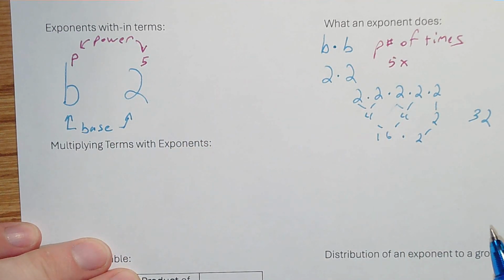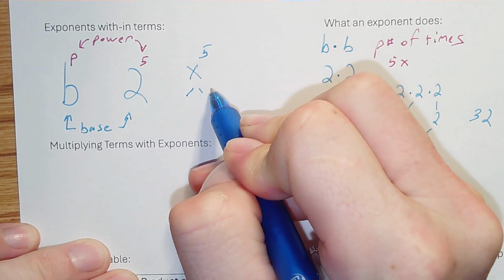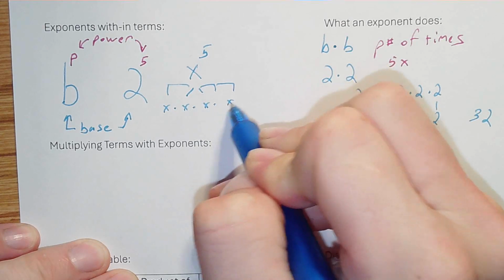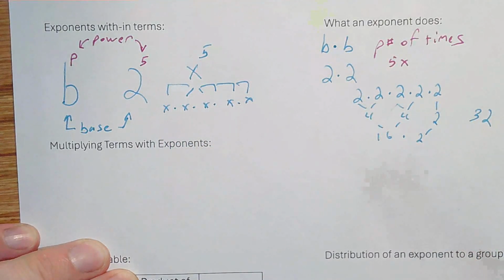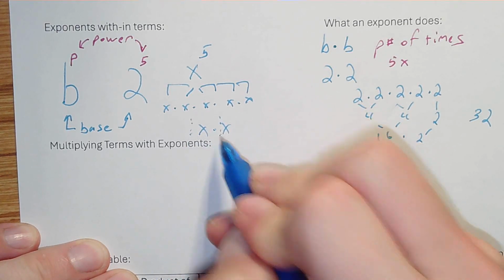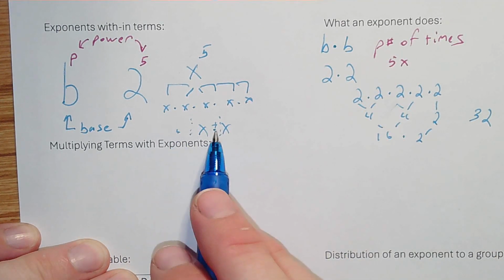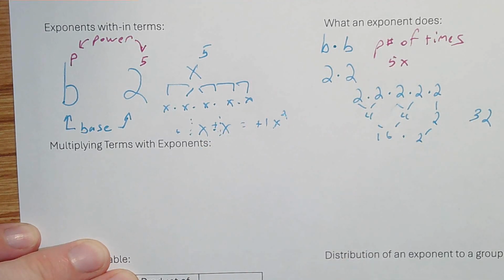So yeah. If I just had an x raised to the 5th, it would just be x times x times x times x times x. 1, 2, 3, 4, 5 x's multiplied together. So if I ask, what's x times x? Or what's 1x times 1x? Or what's positive 1x times positive 1x? Well, plus 1 times plus 1 is plus 1. Plus 1 times x is just going to be x squared. Or just simply x squared.